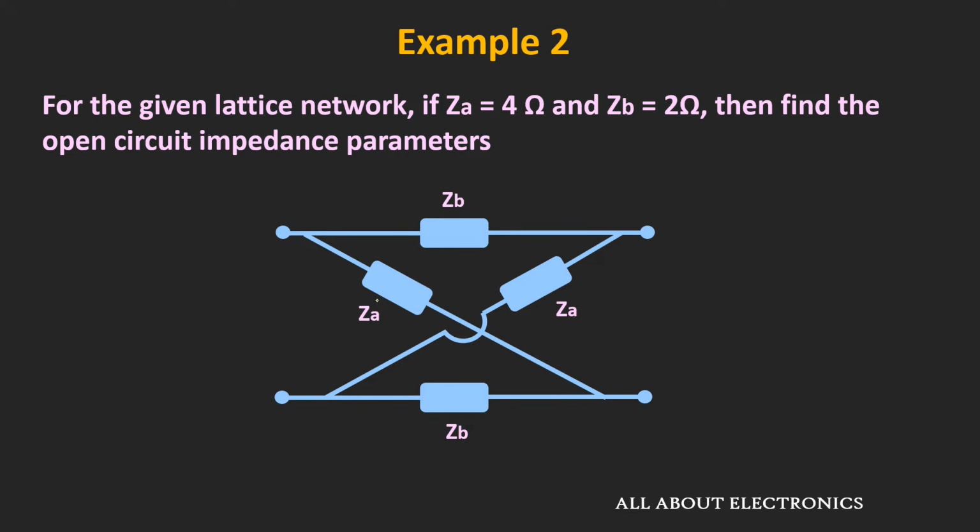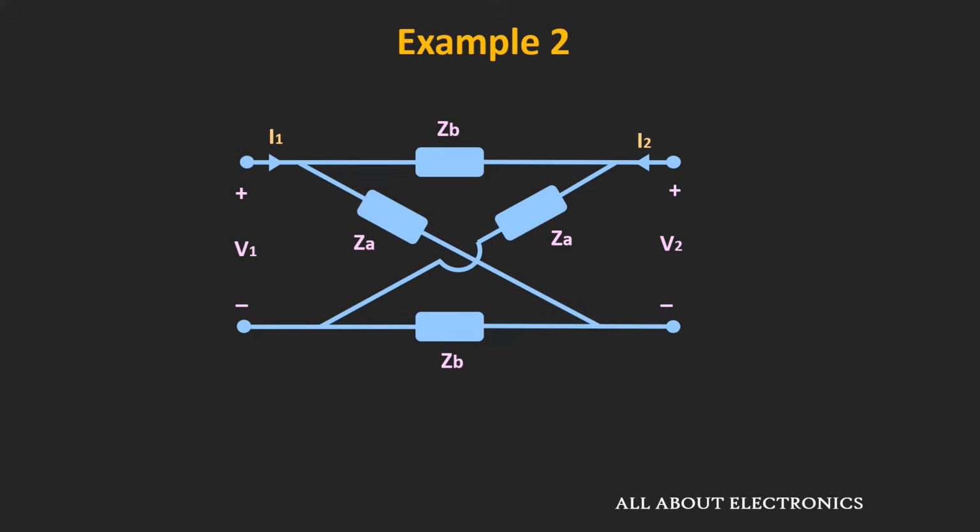Now here we have been given that the value of ZA is equal to 4 ohm while the value of ZB is equal to 2 ohm. So basically we have been asked to find the Z parameters for the given lattice network. So let's say here the voltage and the current at port 1 are V1 and I1 while the voltage and current at port 2 are V2 and I2.